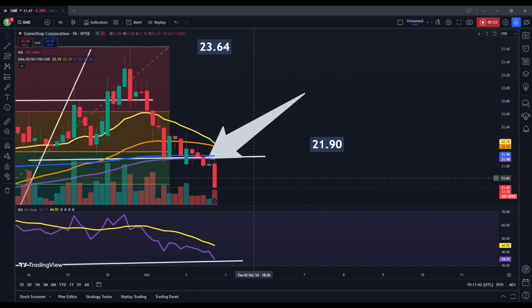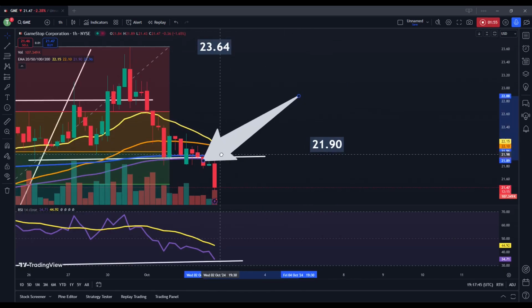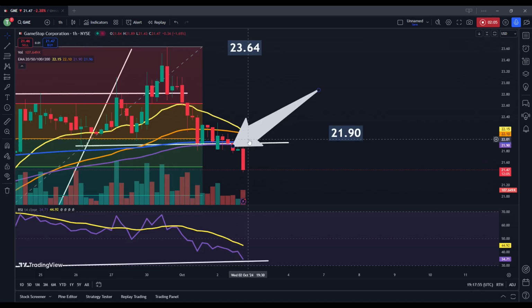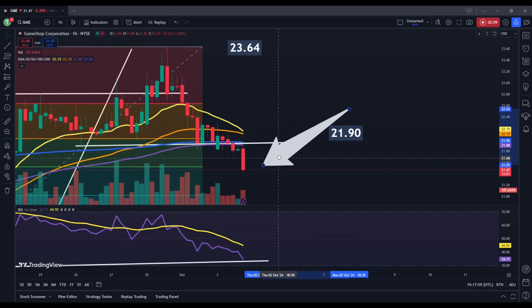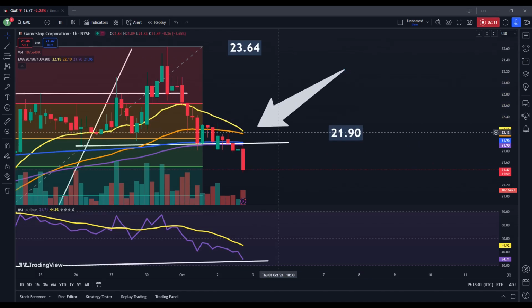Specifically, I would point to this candle here, because this was the first candle where we did actually see an hourly close below that 21.90 area. That actual price close did come in at 21.76. So this really was the first signal that we were about to start to see some trend wave movement lower. And there were a few different reasons for that.